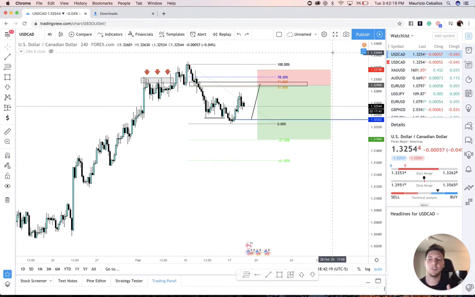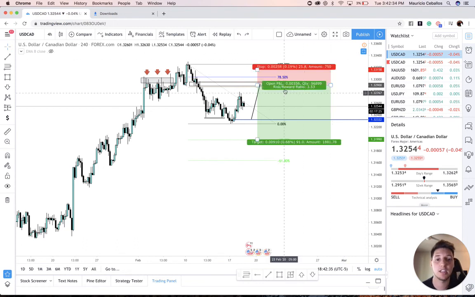This is a live trade, so feel free to take this trade as well. Taking into consideration that if you do take this trade, use proper risk management. I'm by no means telling you what is going to happen in the market. This is just my outlook on USD CAD and what I am predicting can potentially happen.